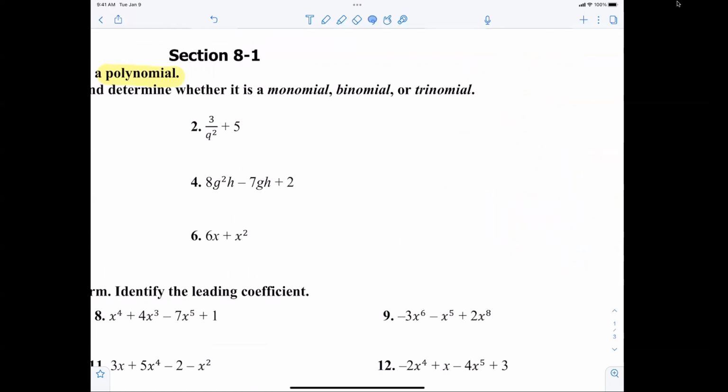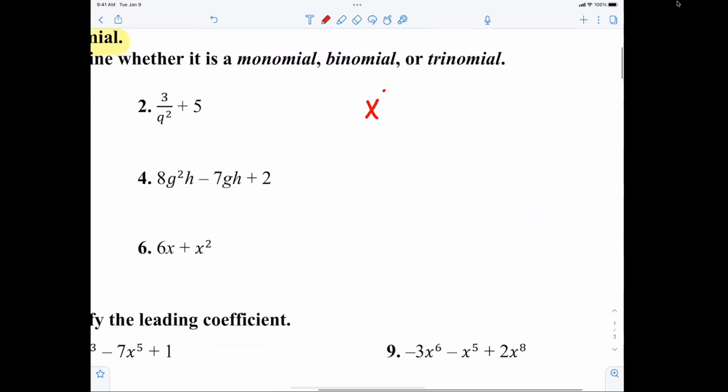So let's say I have x squared y minus 3x squared y squared plus 5x cubed.